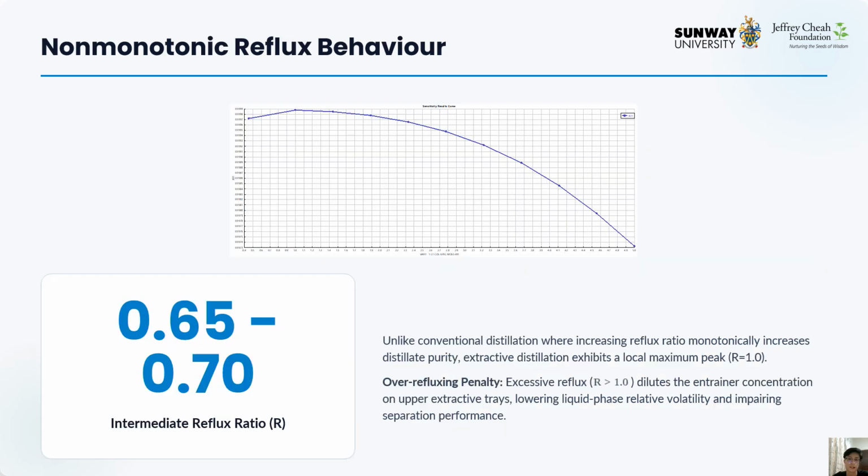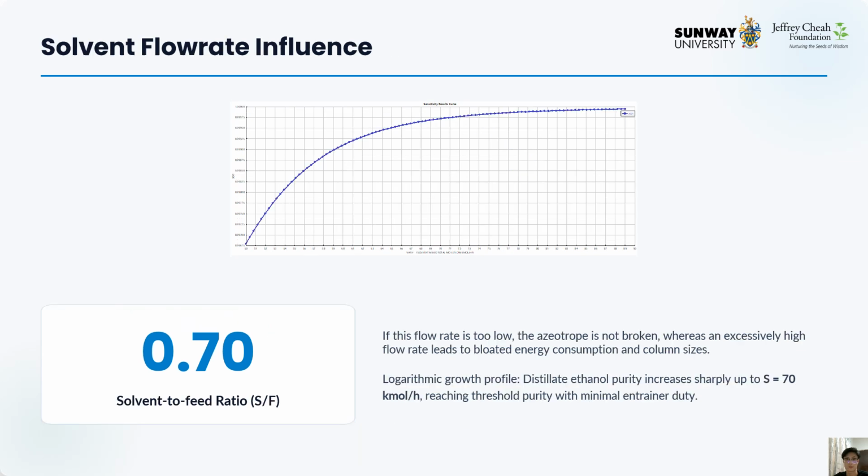During our parametric study, we observed an interesting phenomenon, which is non-monotonic reflux behavior. In conventional distillation, increasing the reflux ratio slightly increases the product purity. But in extractive distillation, product purity hits a local peak, in our case at a reflux ratio around 1. Beyond this point, an over-refluxing penalty occurs, and excessive liquid reflux dilutes the entrainer concentration on the upper extractive trays. This drops the liquid phase relative volatility and actually degrades our separation performance.